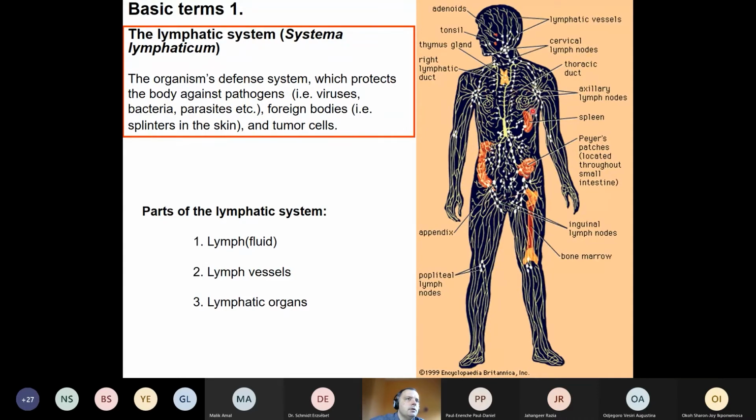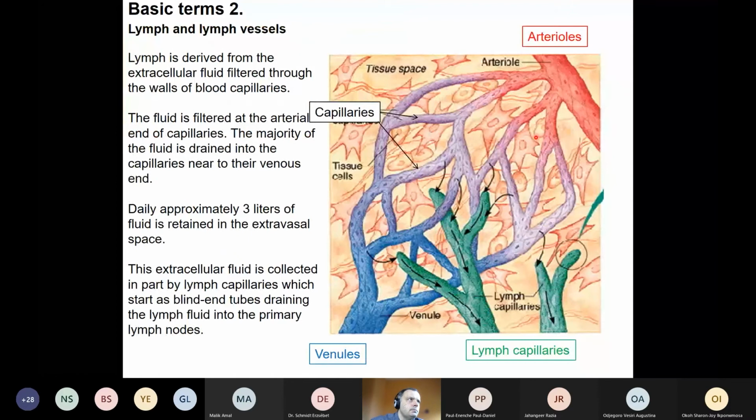And there are many other lymphatic organs which are not highlighted today. They belong to a later course, like tonsils, the thymus, the spleen. We do not discuss them today, but we will focus on the lymphatic vessels and the lymph nodes in this talk. So what is lymph fluid first, and what do I have to know about this?